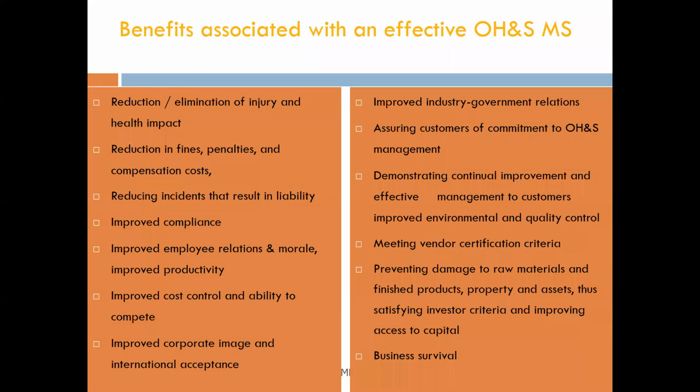So there are benefits for the organization, and benefits for the worker, in implementing a good, sound occupational health and safety management system. It reduces fines, penalties, and compensation costs, reduces incidents that result in liability, and improves compliance. When we implement an occupational health and safety management system, we need to comply with legal requirements, and these days compliance to legal and other requirements is very important.